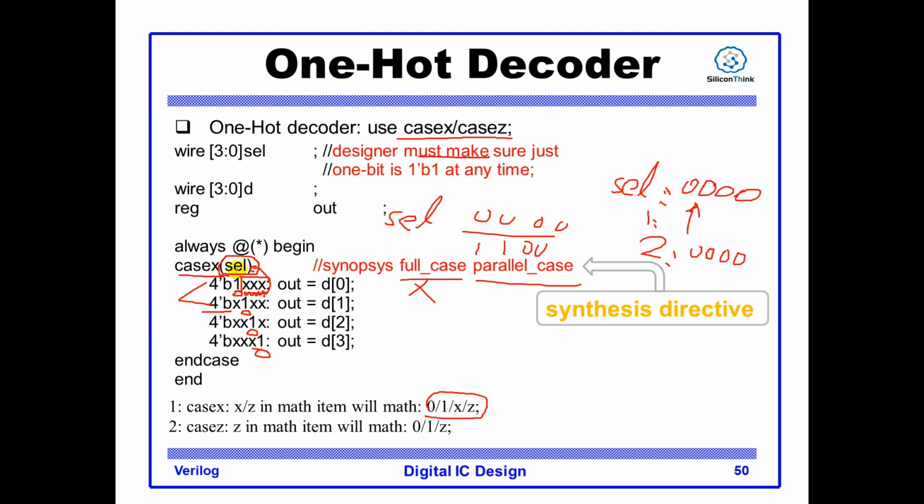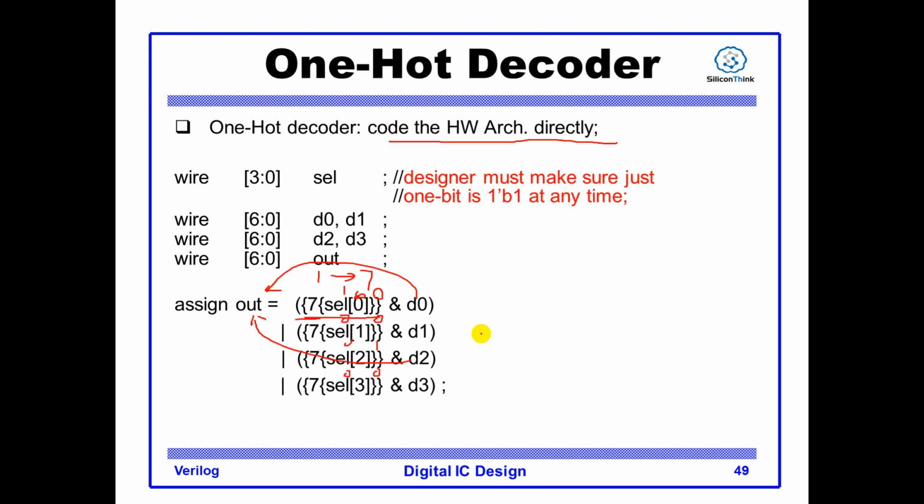Yes. So for this case, you have to write the match item here and assign the value you want to the out. Yes. You just write the match item here and assign the out to the value you want. And you will also keep this directive. So for this coding, if sel equals 0, the output will be 0.